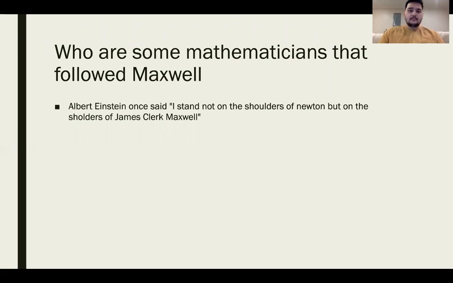And who are some mathematicians that followed Maxwell? Well, the most notable is Albert Einstein, who is one of, if not the most famous mathematician or physicist ever. I'm sure we all know him. He was once quoted saying, "I stand not on the shoulders of Newton, but on the shoulders of James Clerk Maxwell." So you can say that he inspired Albert Einstein, and he said it himself.